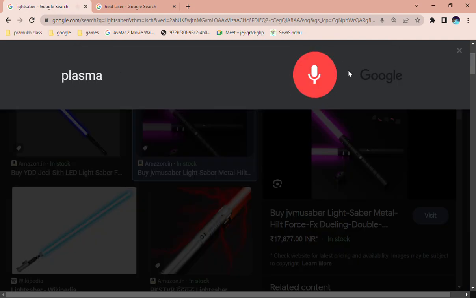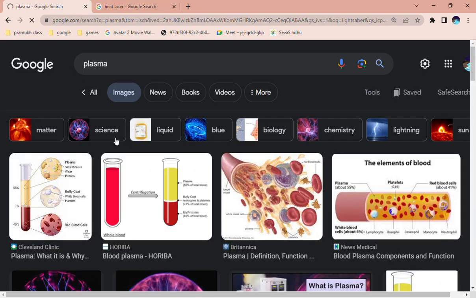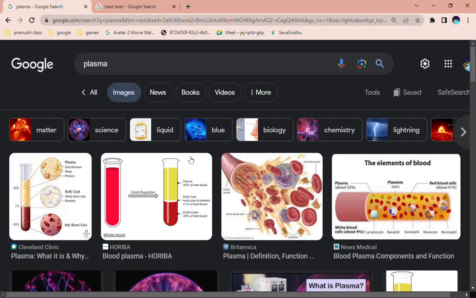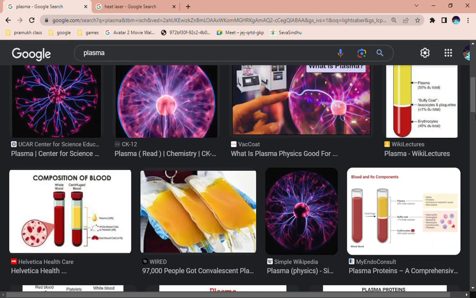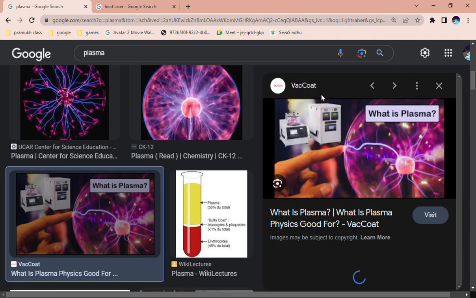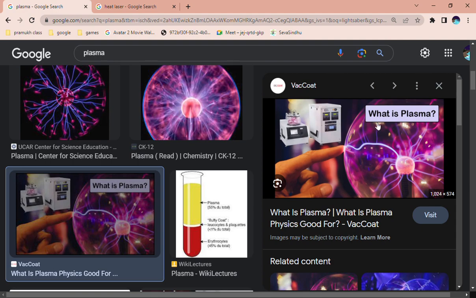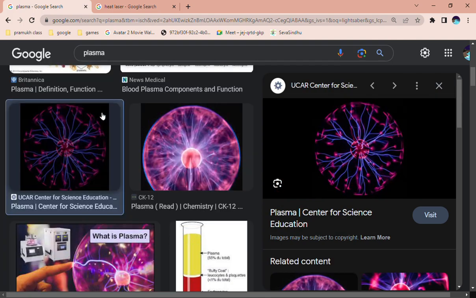Plasma. So guys, plasma is a liquid. You're shocked, right? Plasma is a liquid. Guys, I'm sure some people have seen a ball like this, which has a small core in the center, and when you touch anywhere, it shoots electricity. Plasma is that. For example, this.